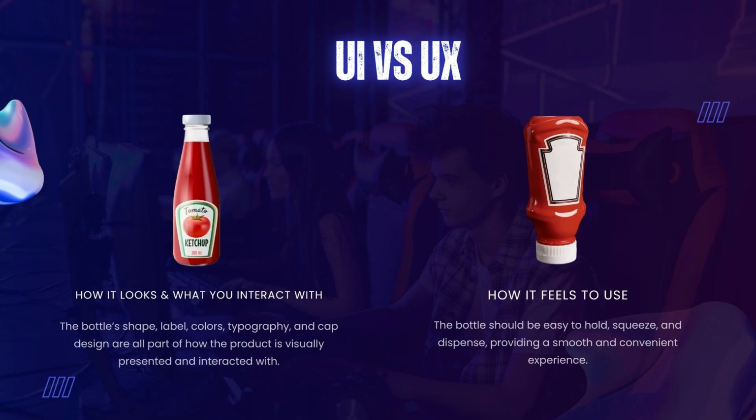Its shape, label, colors, typography, end cap design are all part of how the product is visually presented. That's our UI analogy. Now think about actually using the bottle.